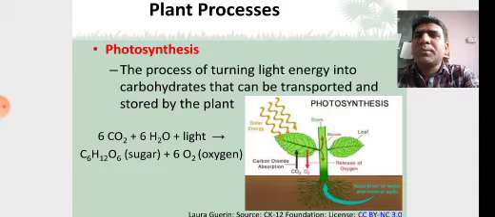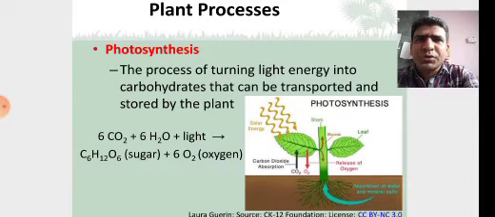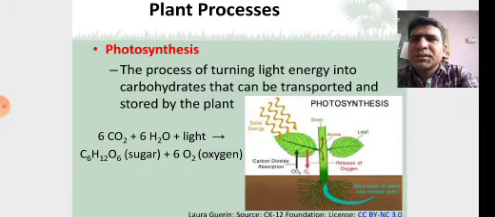Then the plant processes. Photosynthesis is the conversion of light energy into carbohydrate, which is chemical energy, and it is transported and stored by the plant. The general reaction in photosynthesis is 6CO2 plus 6H2O, with light, forms glucose, that is C6H12O6, and 6O2 is evolved.